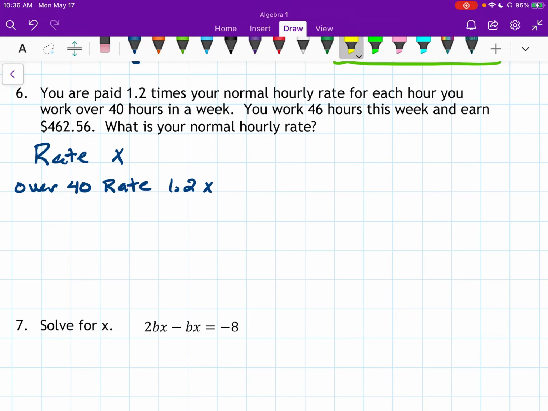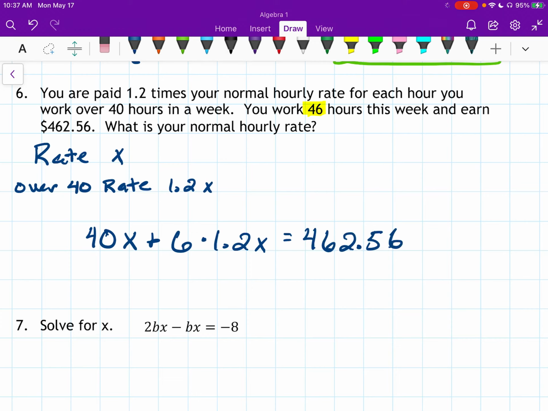So here we need to look and say we worked 46 hours. So we worked 40 regular, so 40x plus 6 overtime, so 6 times 1.2x. And then we got paid $462.56. Okay. Now we all know that this dot here is a multiplication dot. You could use parentheses. A lot of the time I don't use the x for multiplication anymore because we have the x as a variable. So we normally don't want to do that. But that's what that dot means.